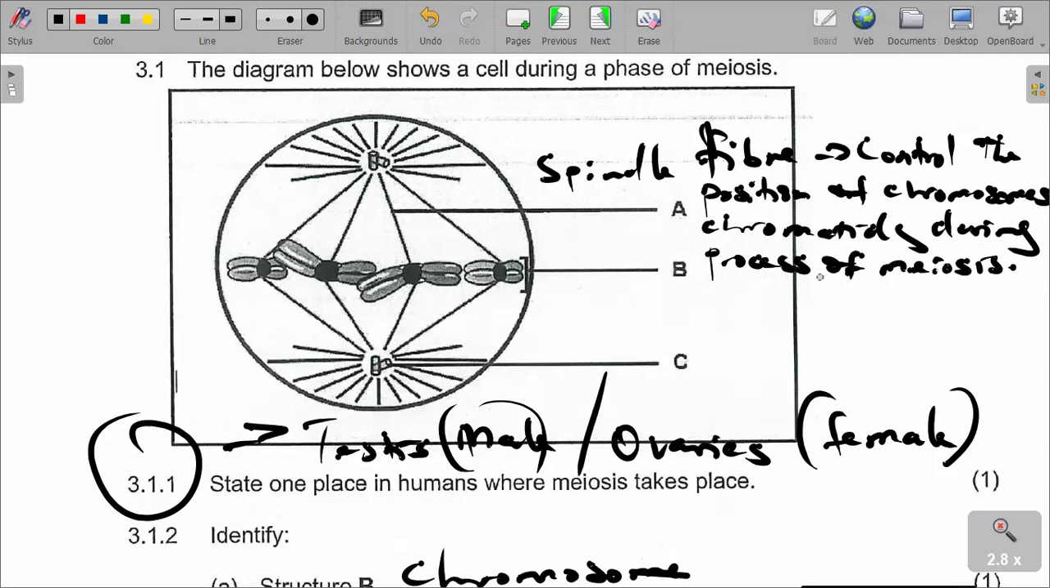By contracting, it can either contract or expand. The contraction and shortening of it pulls these, controlling the stages of meiosis. The process of meiosis is controlled because of the spindle fiber, which contracts and expands to control these. You understand? That is what we need to understand in terms of this.